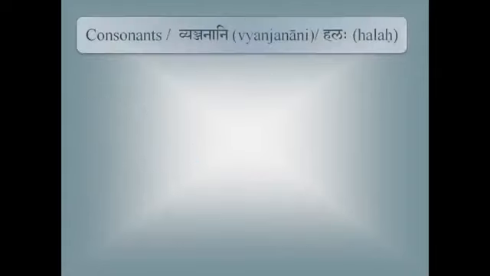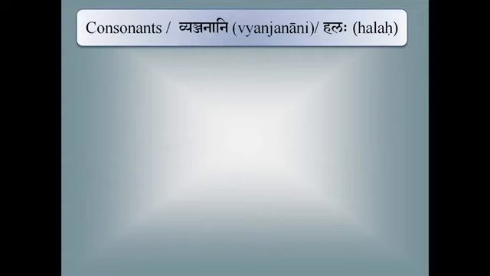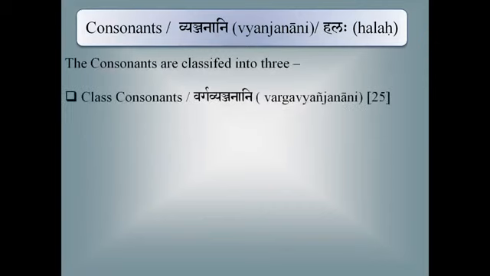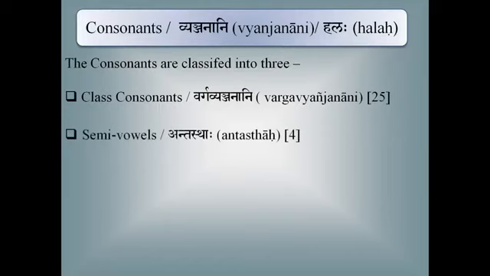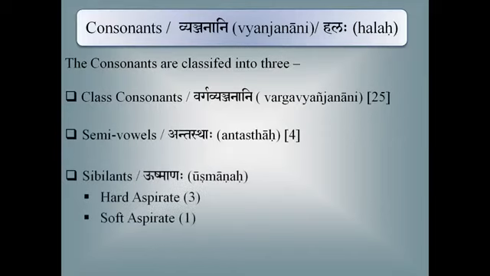And regarding consonants, we have seen the classification of consonants. The consonants in general are classified into these three: class consonants, which are called Varga Vyanjanani in Saṃskṛtam, and semi-vowels called Antastaha, and sibilants, Ushmanaha. So 25 class consonants. Class means group. So 25 consonants, and there are 5 groups, each group having 5 consonants, therefore 25 group consonants or class consonants.